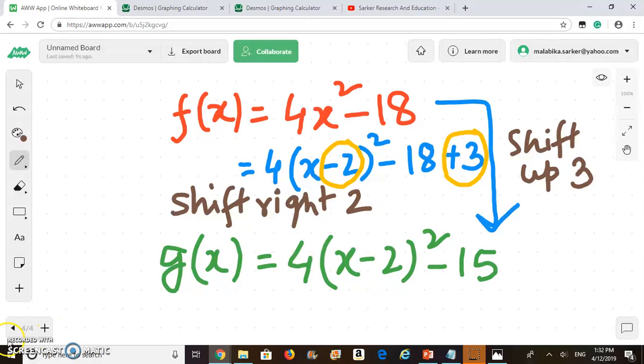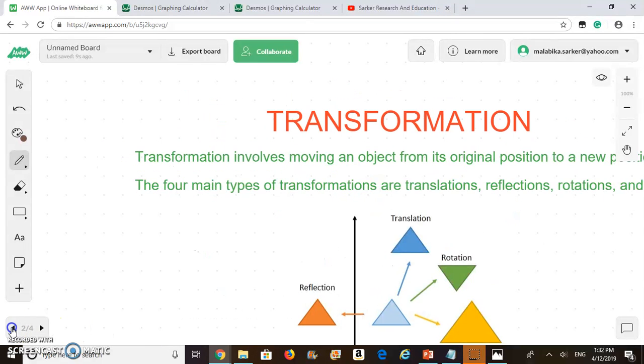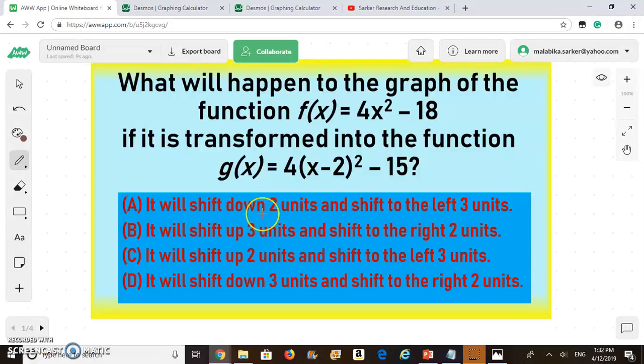Now let us look at the answer choices. So you remember there are 2 things. Shift up by 3 units. Let us look at where we have shift. The first answer choice says shift down. No. B is shift up 3 units. Yes, this is fine. C, shift up 2 units. No, it was 3 units. And D, shift down 3 units. No, it was shift up 3 units.